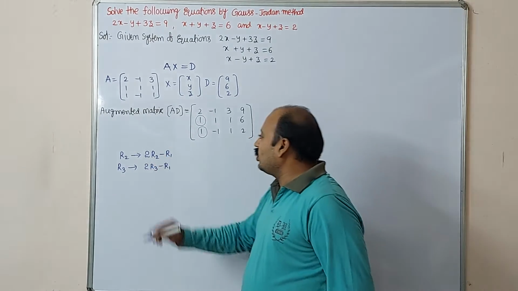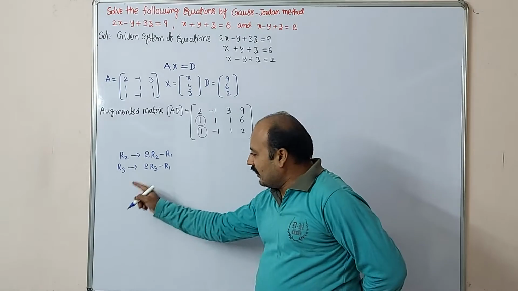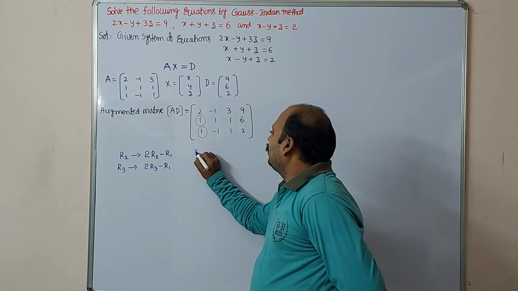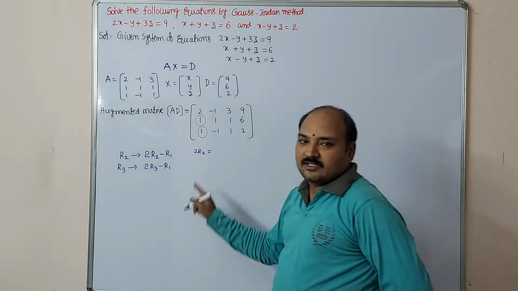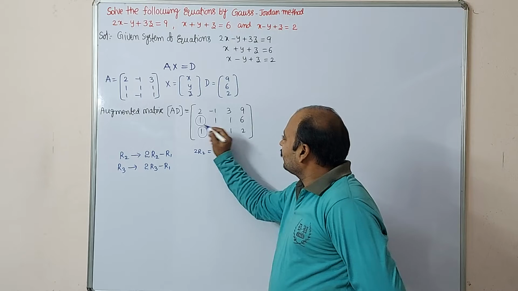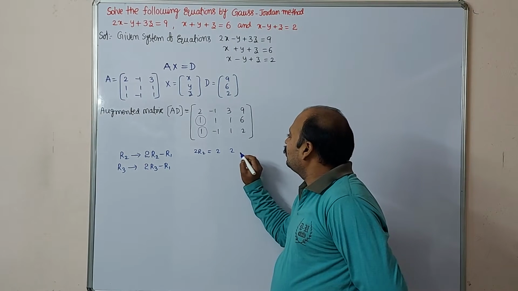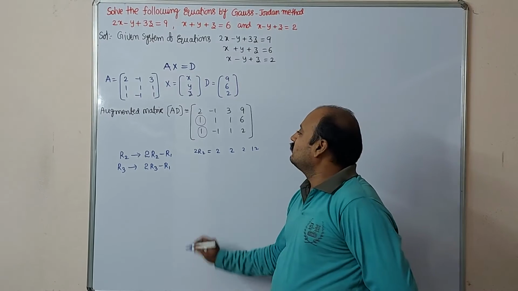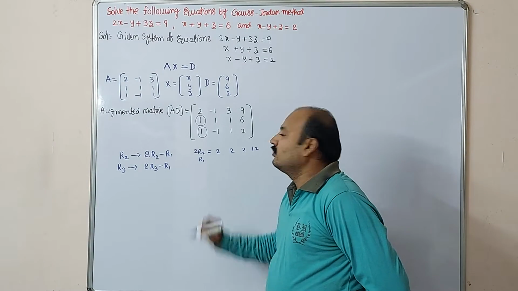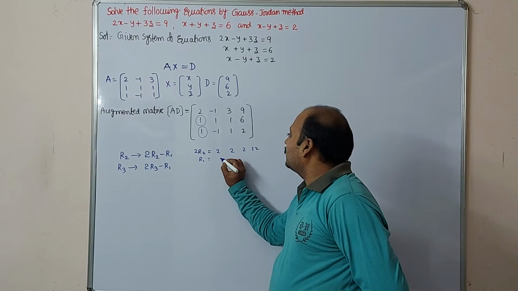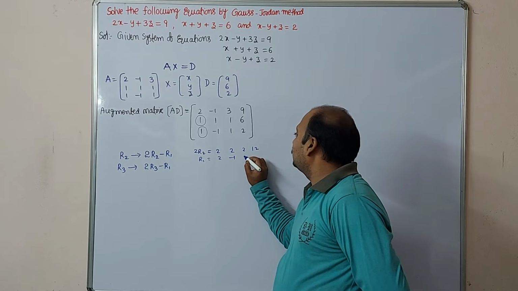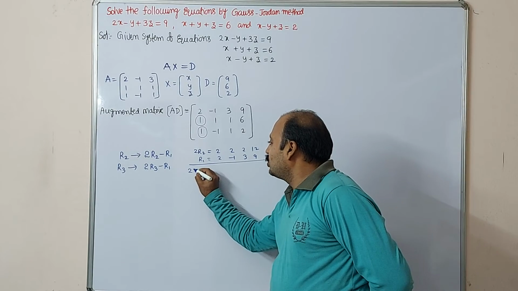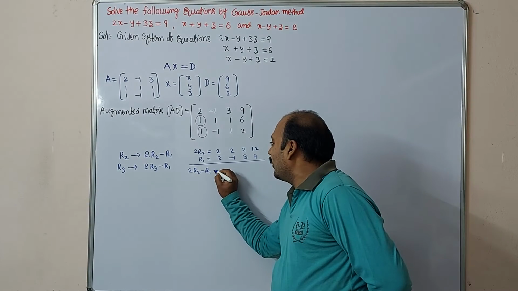So 2R2, how it will come, here I will explain. 2R2, that means I am writing the 2R2 value. In the examination you are required to write this. So 2, 2, 2 and 12. R1. R1 means 2, minus 1, 3, 9. So here 2R2 minus R1.